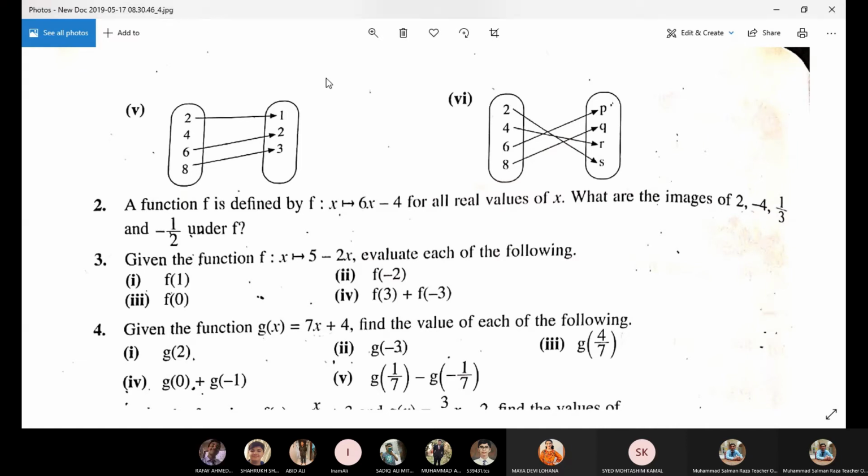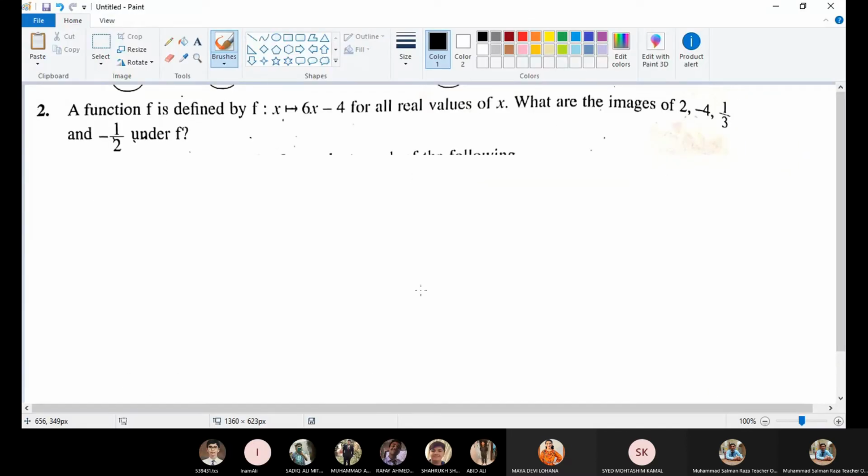And now I am selecting question number 2 from it. So there, question number 2 is copied, and now I am going to paste the question over here. So you can see that the question is in front of you now: function f is defined by f of x equals 6x minus 4 for all the real values, and I'm now going to solve it.